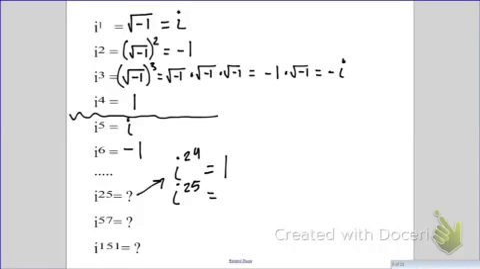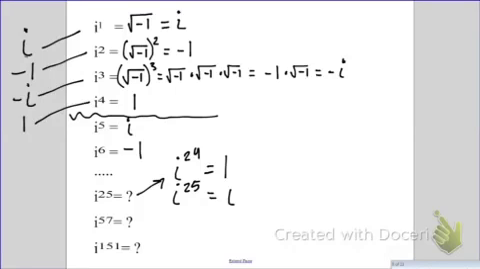So in our pattern, which again off to the side we'll write again, it goes i, negative 1, negative i, 1. Okay? For 1, 2, 3, and 4. Our next number in the pattern would have to be, going back to the top, i, negative 1, negative i, 1. If we're at 1, then we go back up to i. So i to the 25th power is equal to i.